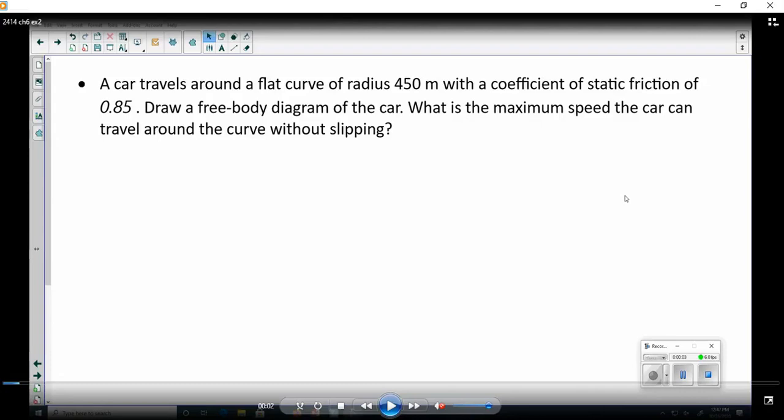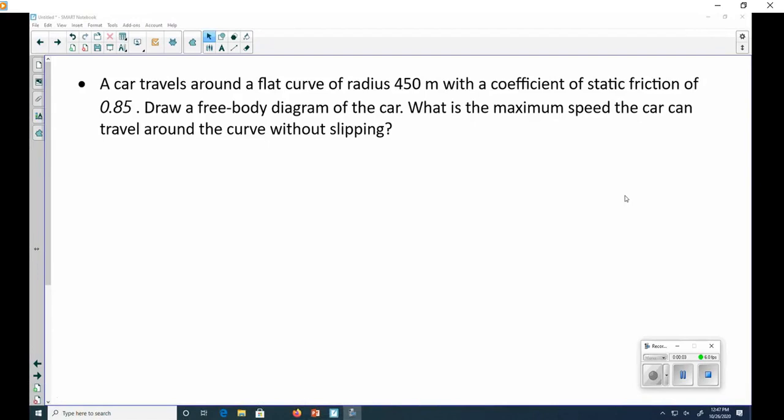Alright everyone, so in this example, a car travels around a flat curve of a radius of 450 meters with a coefficient of static friction of 0.85. We want to draw a free body diagram of the car and figure out what the maximum speed would be that the car could drive without slipping.